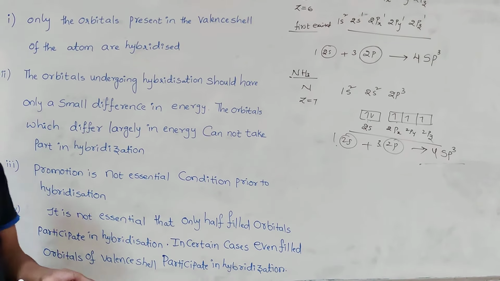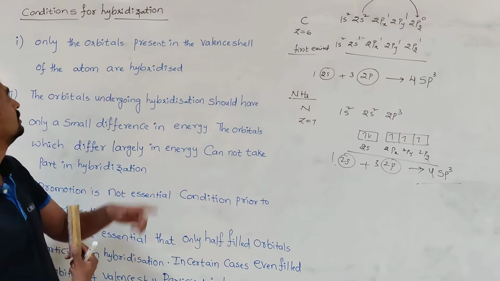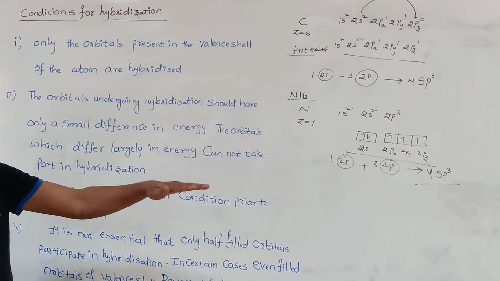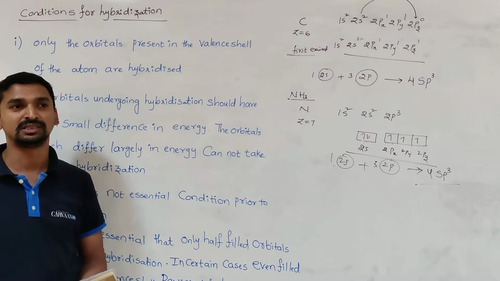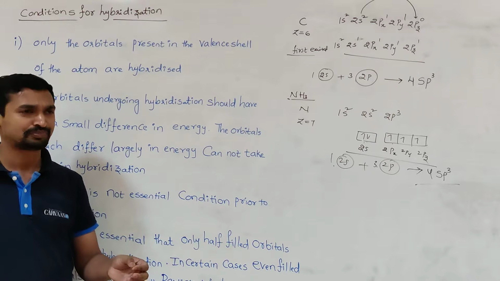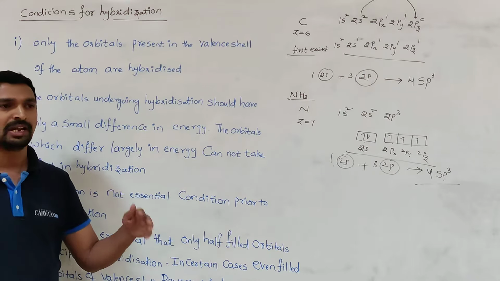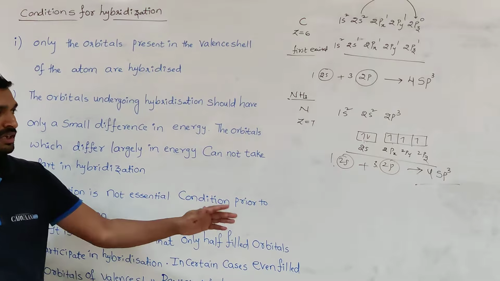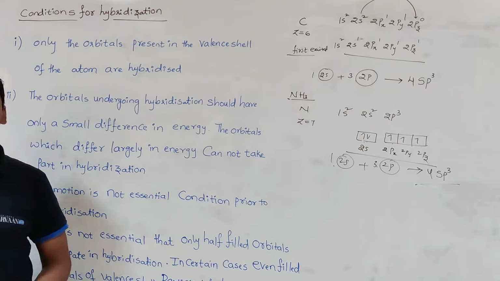So this is about the concept of hybridization, characteristics of hybridization and conditions for hybridization. Once we are thorough on these characteristics and conditions of hybridization, it is very easy to understand the geometry of a polyatomic molecule. So in the next class, we can explain the different types of hybridization with suitable examples by using these characteristics and conditions for hybridization.